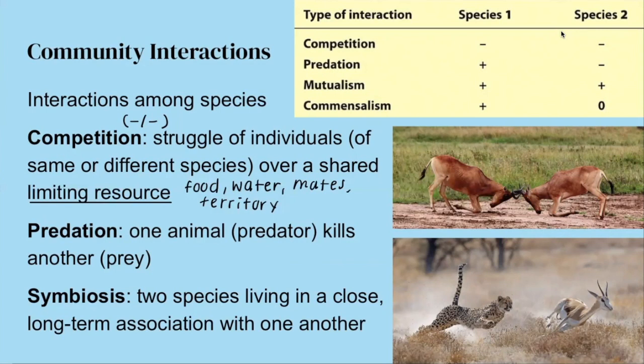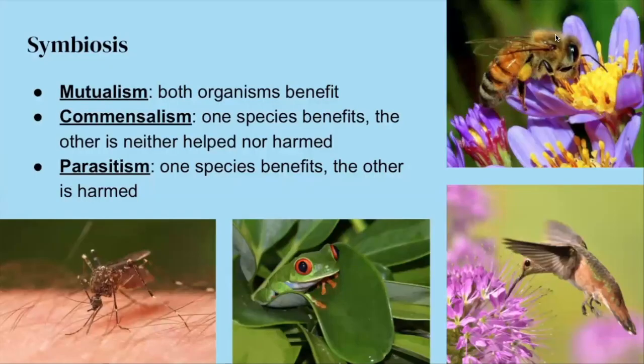Symbiosis is when two species live very close together. They have a long-term association with one another just because they live in the same area and they've lived together for a very long time. Symbiosis has three subsections that we're going to talk about. Mutualism is when both organisms benefit, so they're both positively impacted.